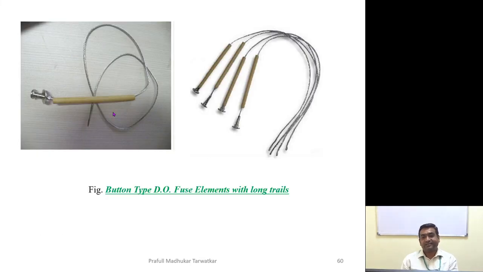Look at this, how they actually are. This silver coated wire is the fuse element, whereas this is a carrier. This is a tube. This tube actually falls down on the ground after the operation of the DO fuse.